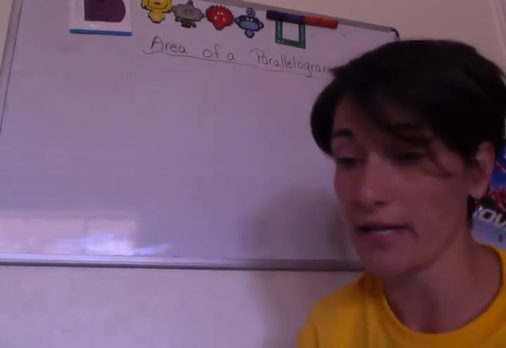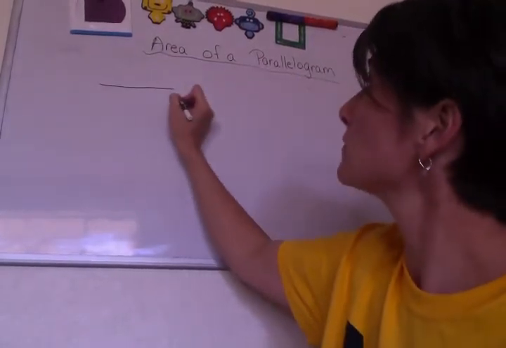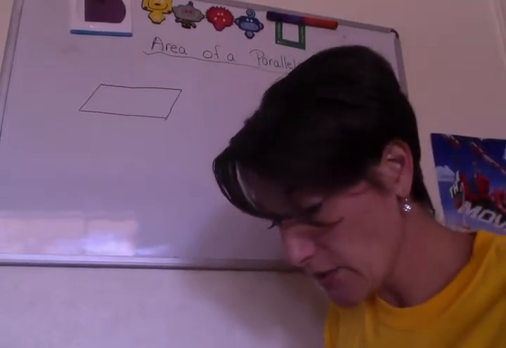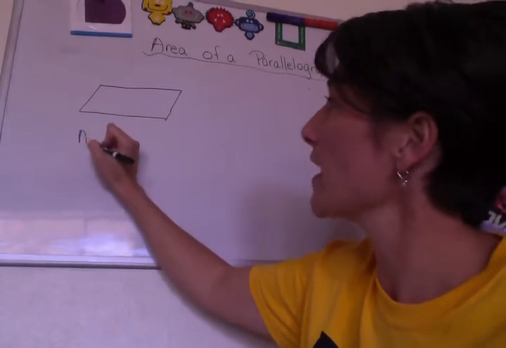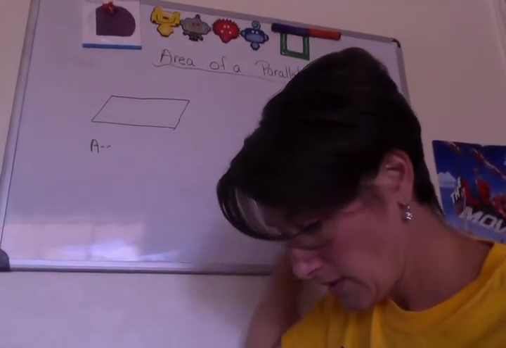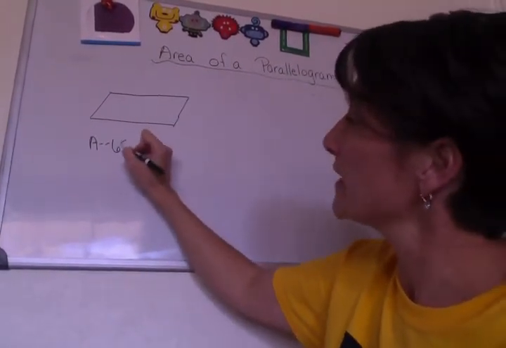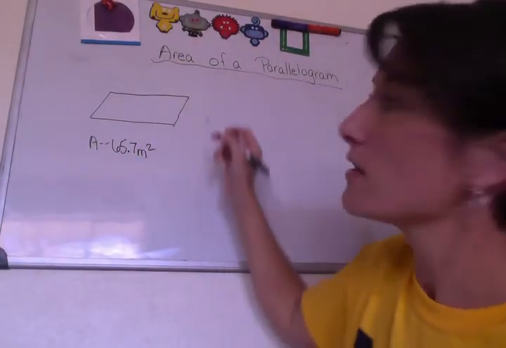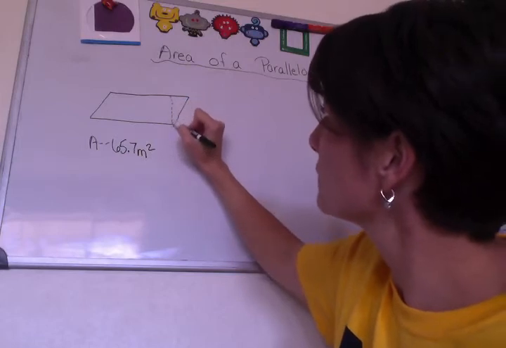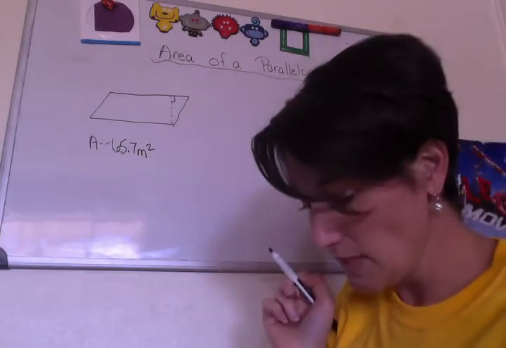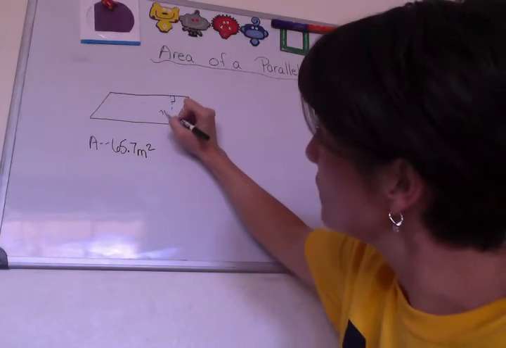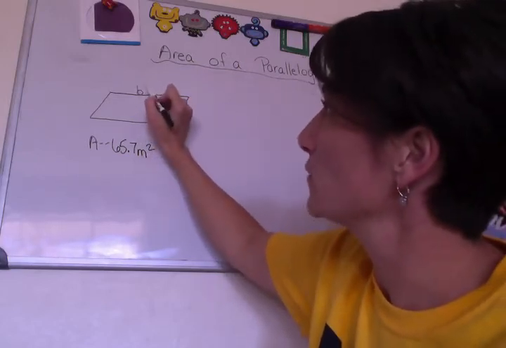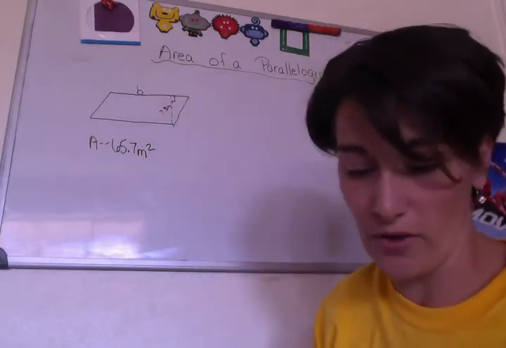All right, so here's our next figure. This time they're going to give us the area equals 65.7 meters squared. They're going to tell us that the height of this is 7.3 meters, and we want to figure out what's the base. We don't know what the base is, so I'll use the variable of b.